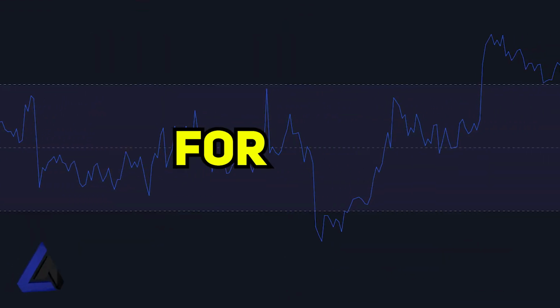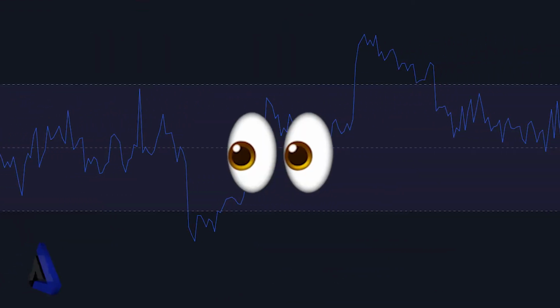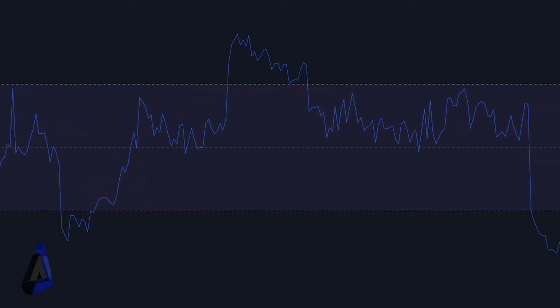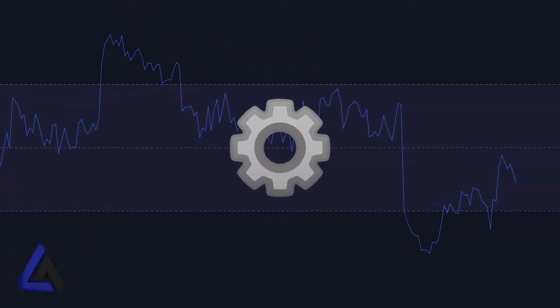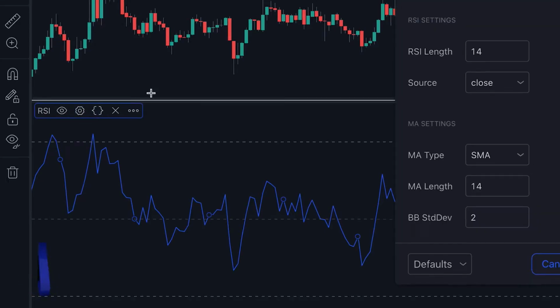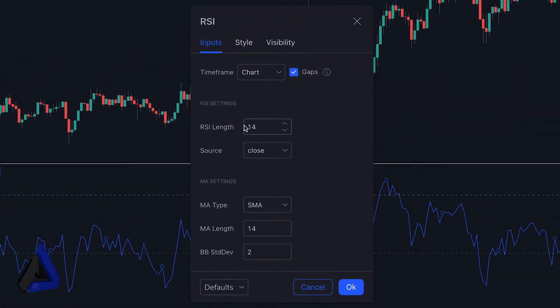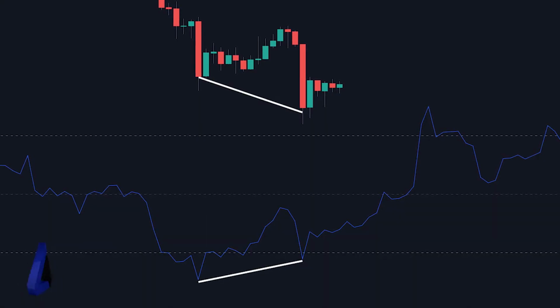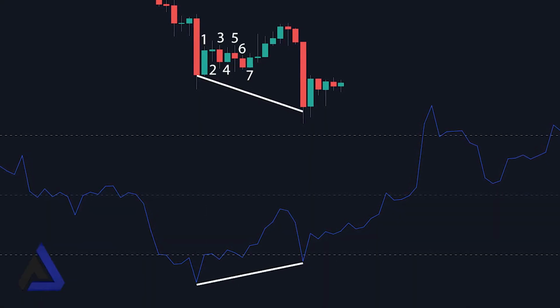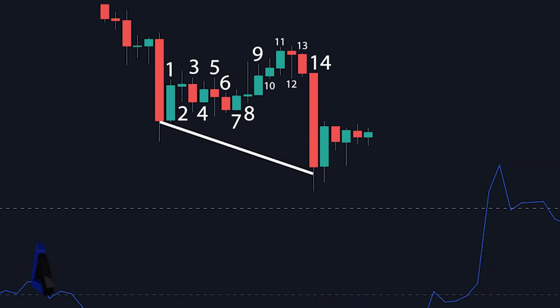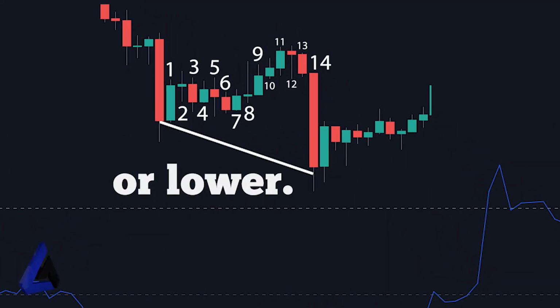And this next tip for RSI is something that I've never seen on YouTube before, and it actually involves the setting within the indicator. So if you've ever gone into the settings of the RSI, you've probably seen the number 14 here as the RSI length. Well, what this means is that we only want to consider divergences on the RSI if there are 14 candles or lower apart from each other.